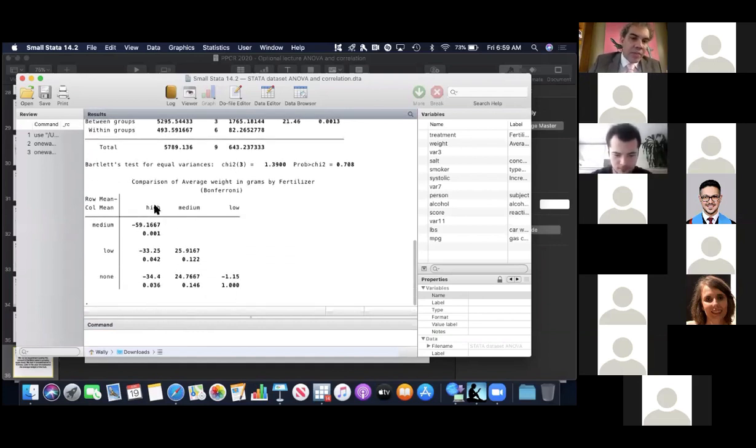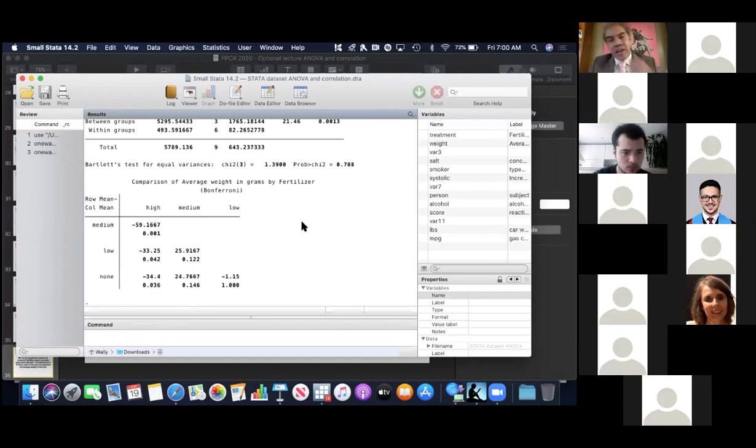Here it says that my group with a high amount of fertilizer compared to the medium amount is statistically significant. So there's a difference here. Also, the high with the low fertilizer is also significant. And here, the high with the non-fertilizer group is also significant. So all these three comparisons are statistically significant. While the medium with the low and the medium with the none are not significant, and the low with none is not significant. So here you see these three groups are statistically significant from the others. And that's all you need to do.